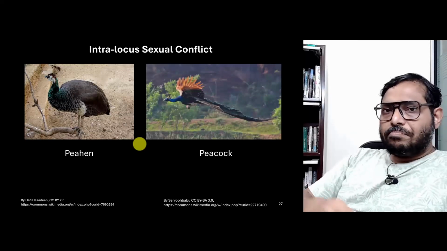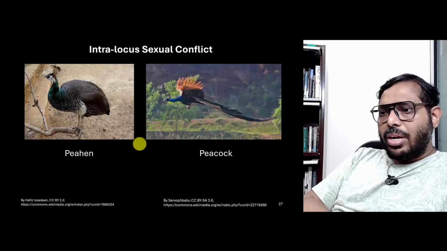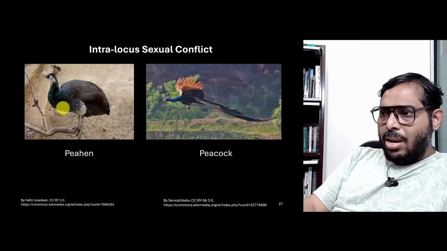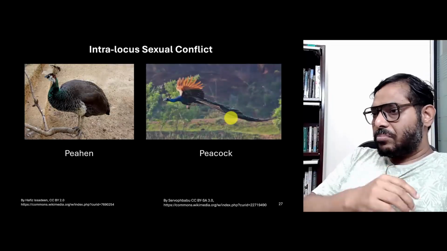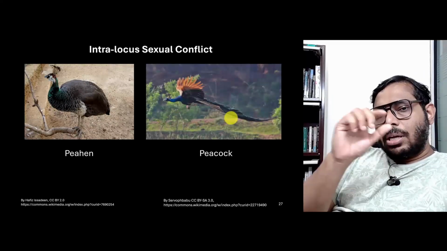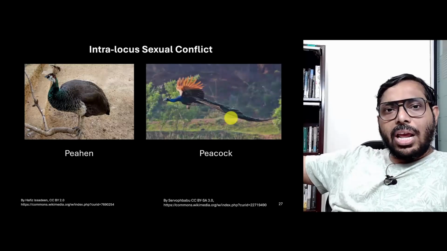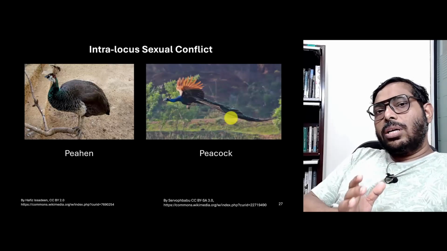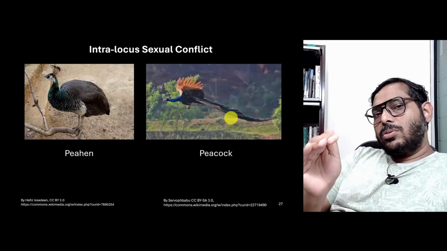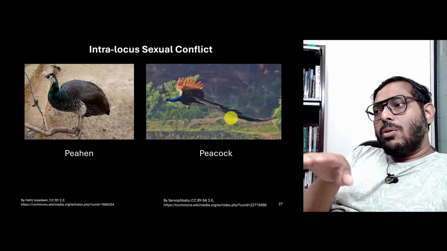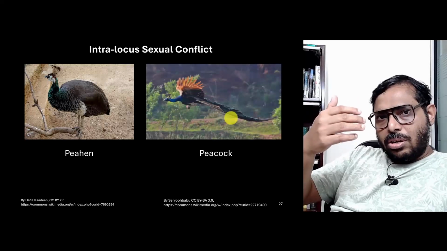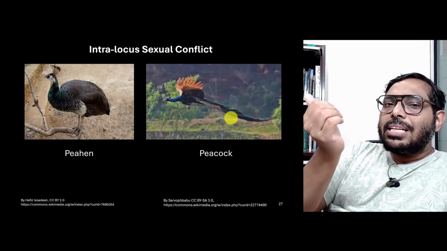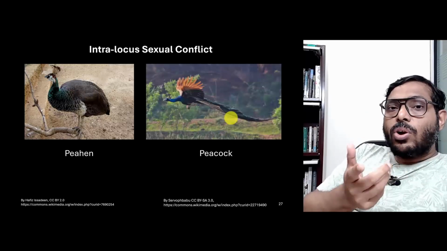Okay. So, this is the canonical example of intralocus sexual conflict, the tail of the peacock. So, on the left side I am showing you a peahen, the female, and the right side I am showing you a peacock. Now, think about it. The peacock, as we have already discussed, has evolved a long tail because of sexual selection. Awesome. But when a peacock is reproducing, it is producing males and it is producing females, offspring of both sexes. Now, this gene, or set of genes, which is leading to a longish tail, when that is expressed in a peahen, the female, what is it going to do?